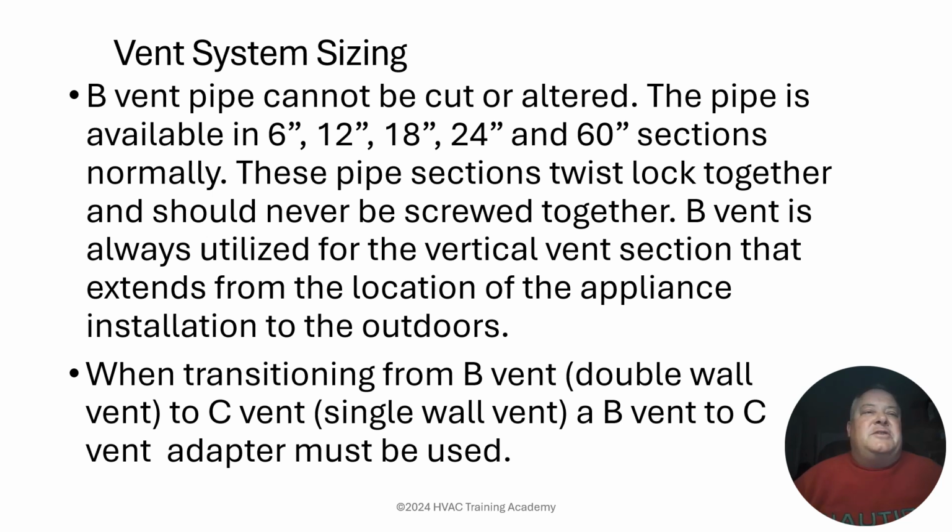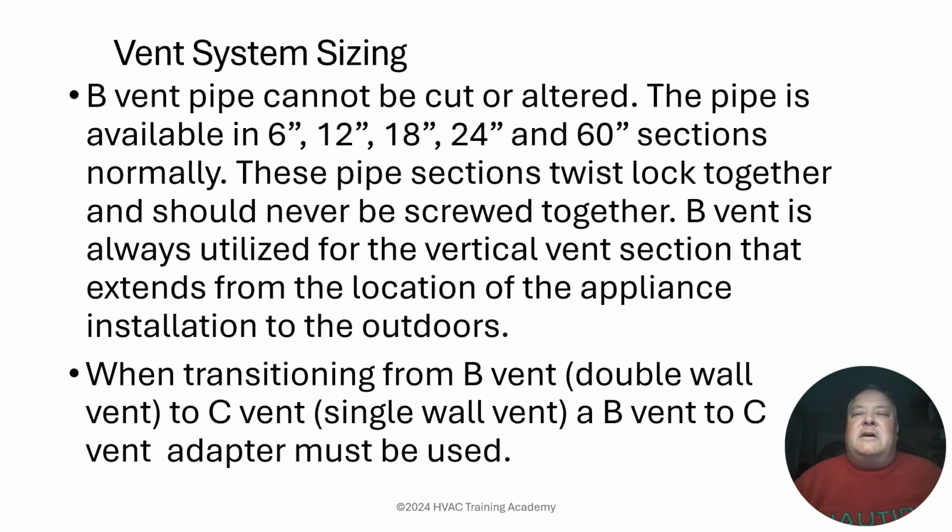These pipe sections twist lock together. They should never be screwed together. I see them screwed together all the time. Most of your manufacturers will indicate that they don't like to see screws in B vent. If you are going to use the screws, which I've seen some technicians do, use very small screws, half-inch screws, because you don't want to penetrate the inside pipe of the B vent. So this is just going to be used to make sure that it locks together.